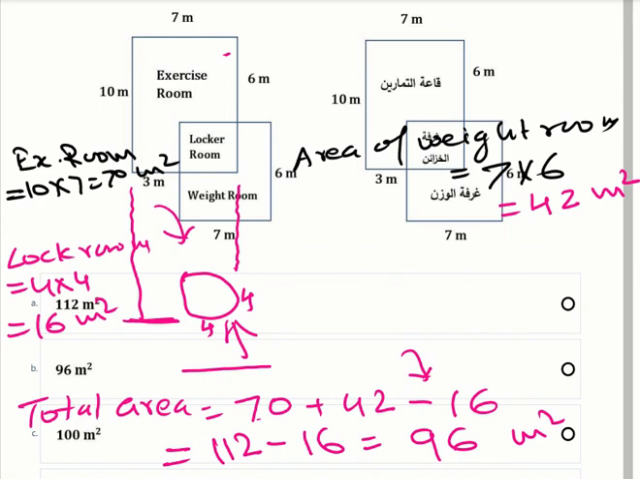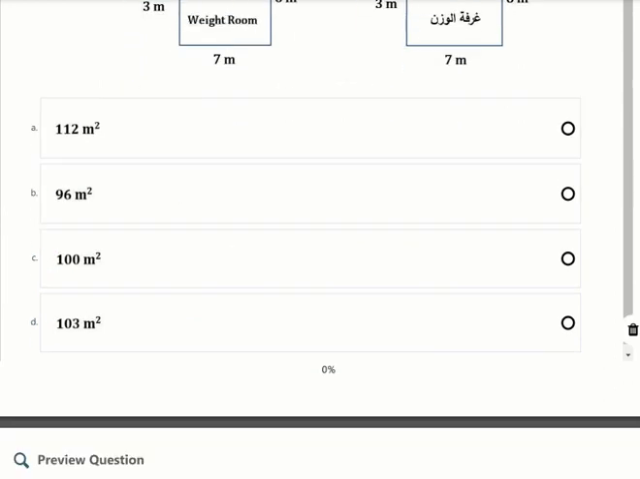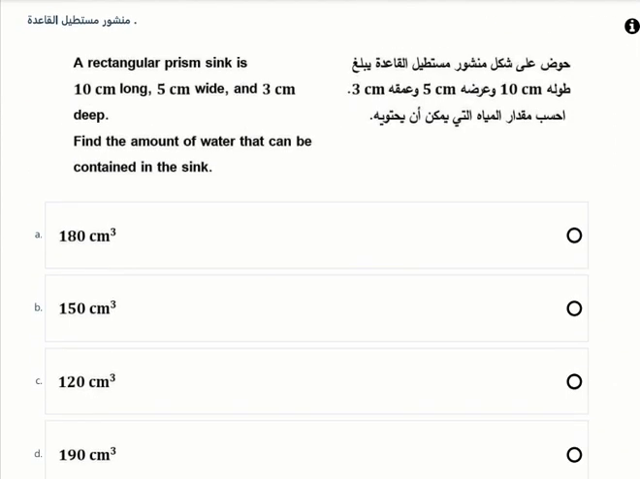Okay, now see the next question. They say a rectangular prism sink is 10 centimeter long, 5 centimeter wide, and 3 centimeter deep. Find the amount of water that can be contained in the sink.